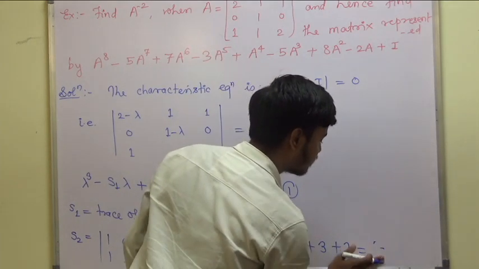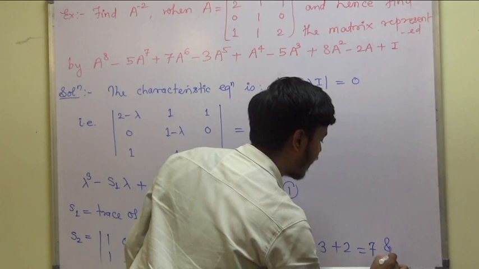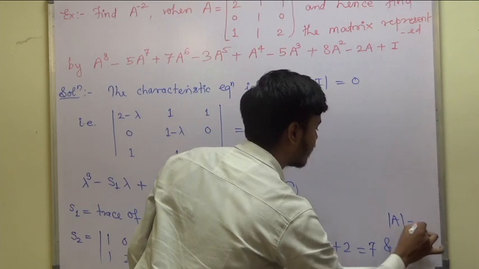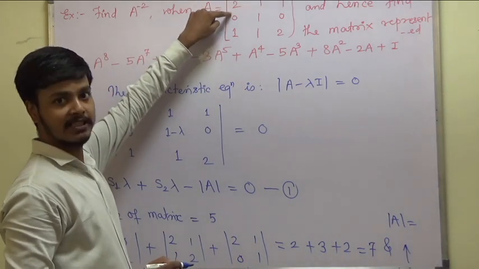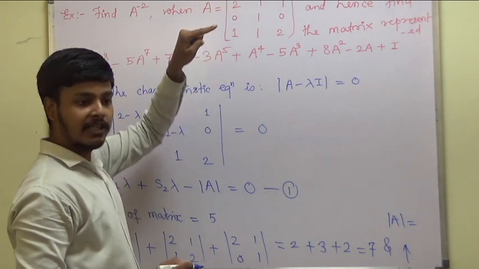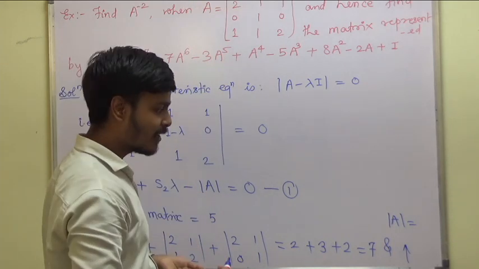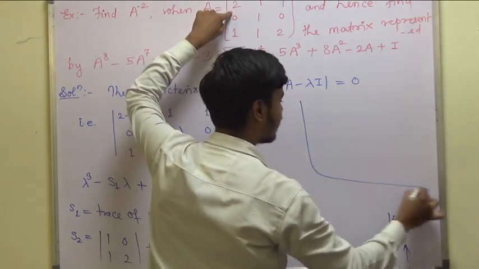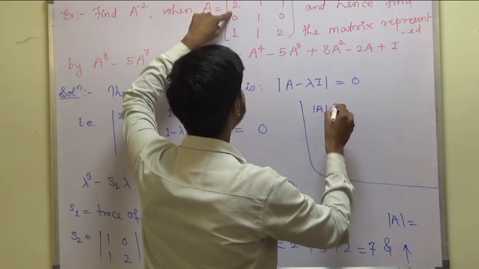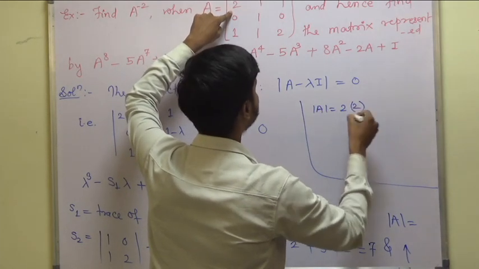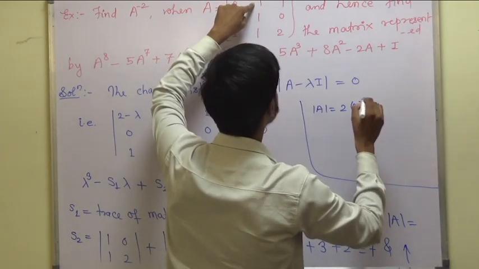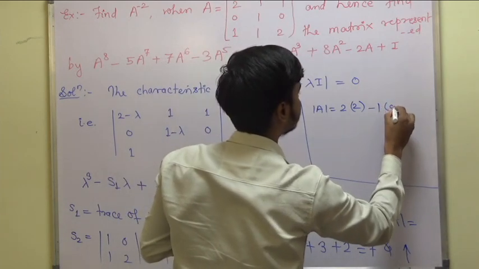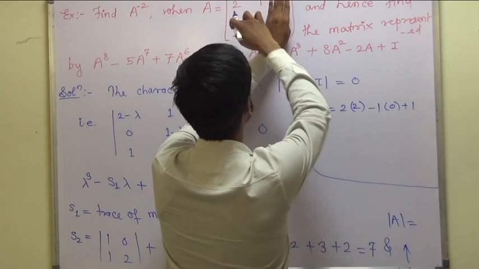I am writing here. This is 7 and the determinant of A. What is the determinant of this? Can you find out the determinant? You can make use of a calculator or you can solve manually. Okay, so let me write down the determinant here. I will be doing some rough work. Determinant of A is equal to 2 into 2, 2 minus 0, minus 1 into 0, plus 1 into minus.